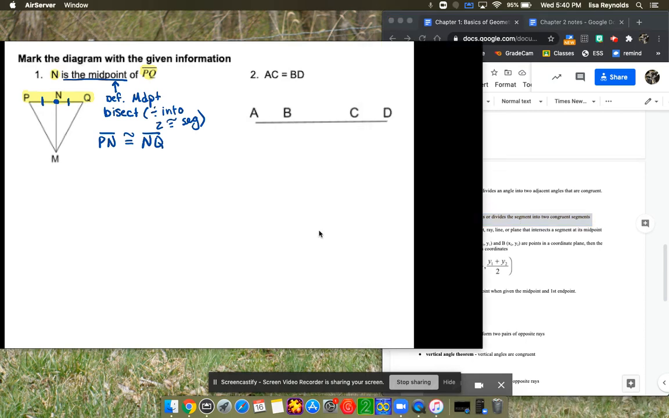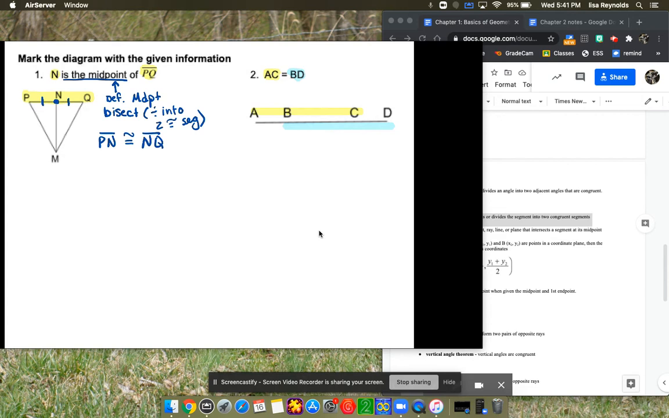So my next one doesn't have any special symbols that I need to look up. It says that the length of AC is equal to the length of BD. So when I look in the picture and I find AC, and then I look in the picture and I find BD, I see that they have some overlap information.